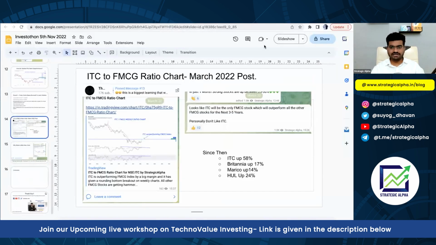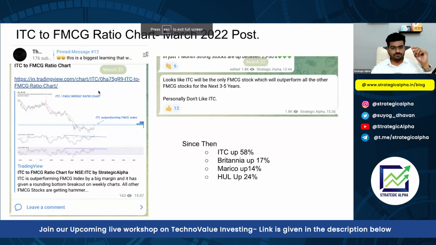So in fact, I spotted this also during March 2022. I posted about ITC divided by weekly ratio chart on Telegram group.